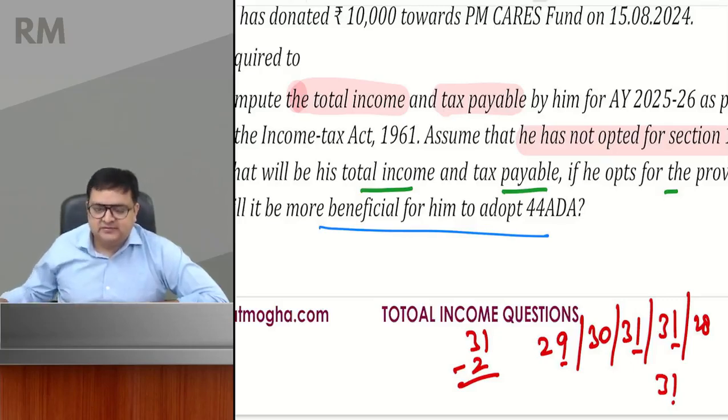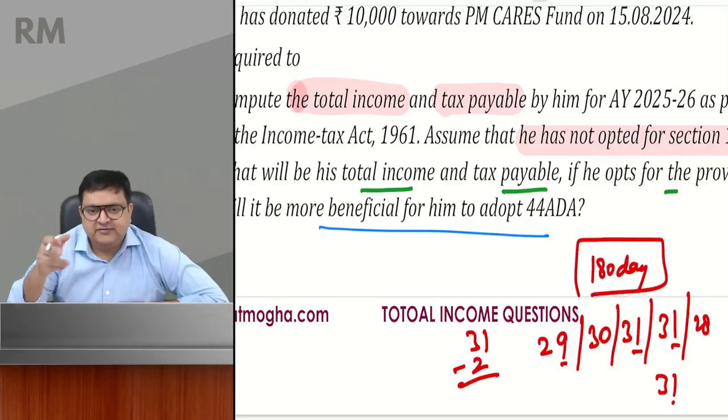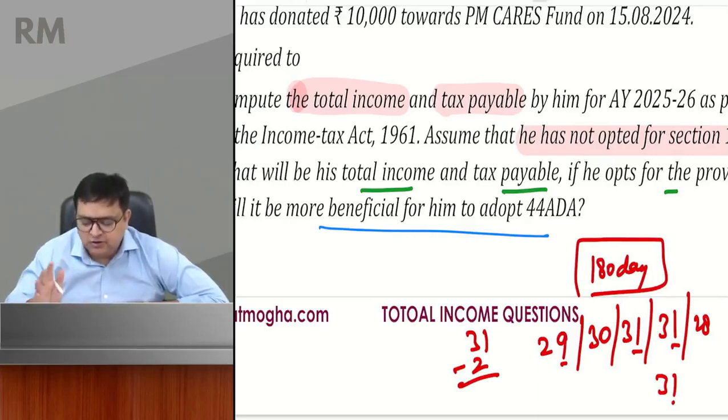Exactly 180 days. So when you have exactly 180 days, it is full depreciation. 179 or less, half depreciation. Please remember, 3rd October, exactly 180 days. 4th October, half.